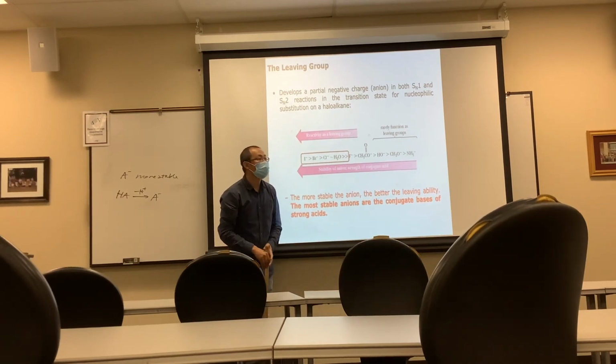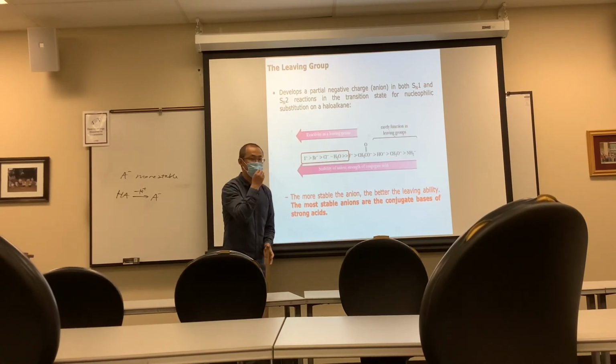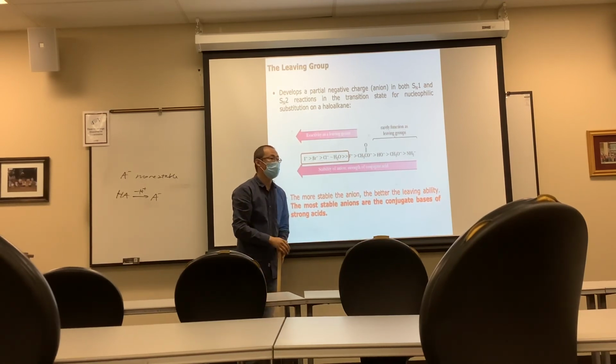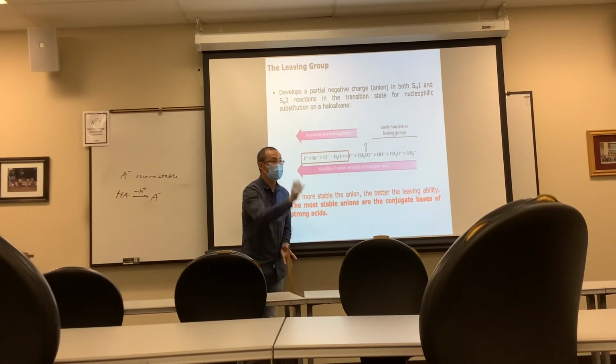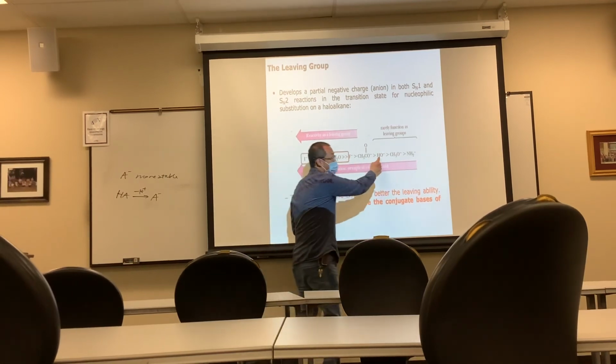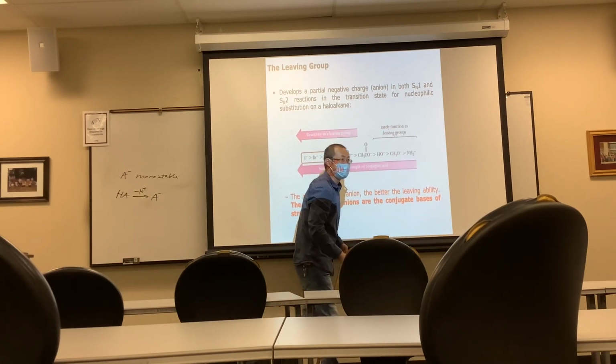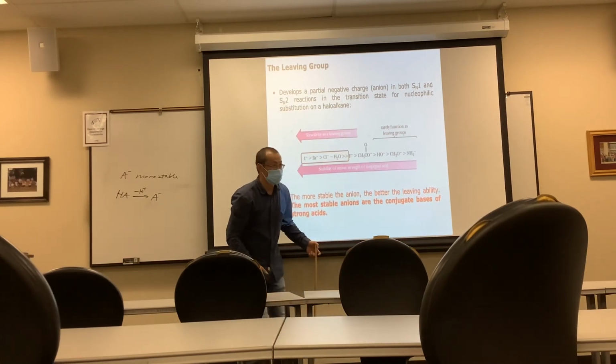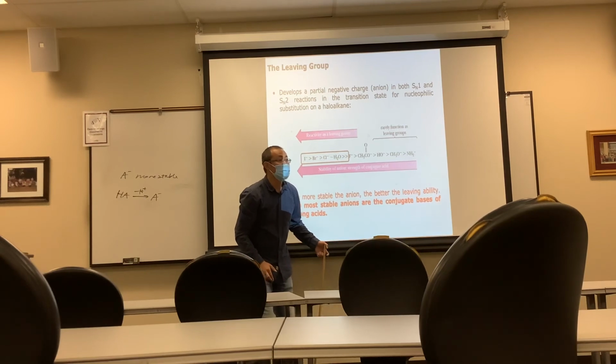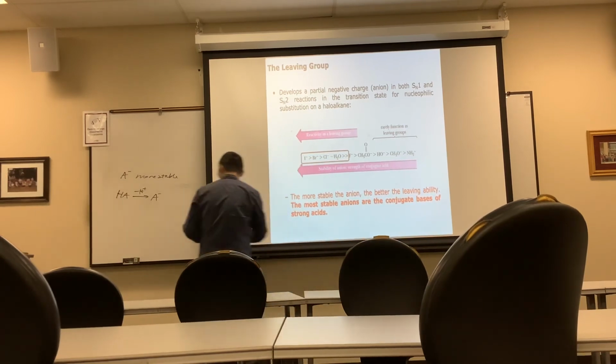How does water leave? What charge does it have when it leaves? Water leaves as water. But mostly water is the leaving group of an OH. Think about it. If I want OH to leave, I cannot make it leave as OH minus, because OH minus is a terrible leaving group. So what should I do? I protonate the OH.